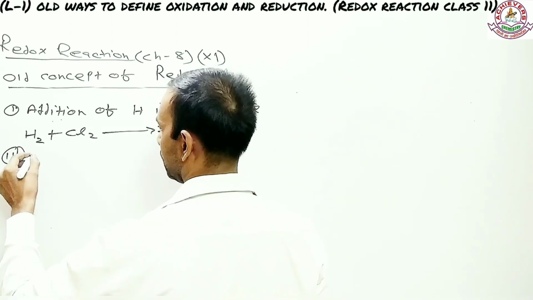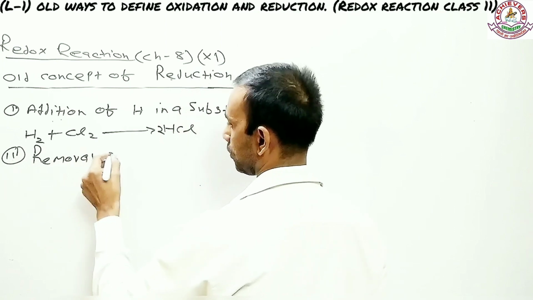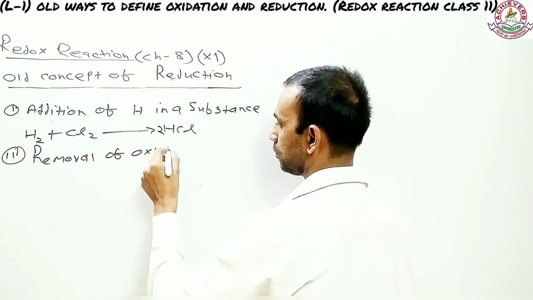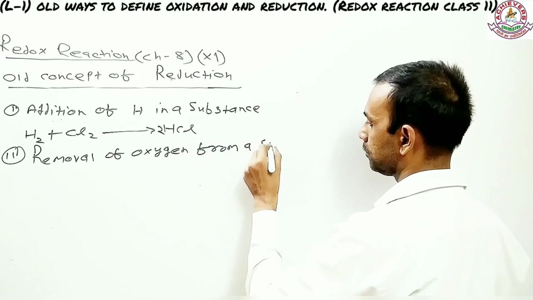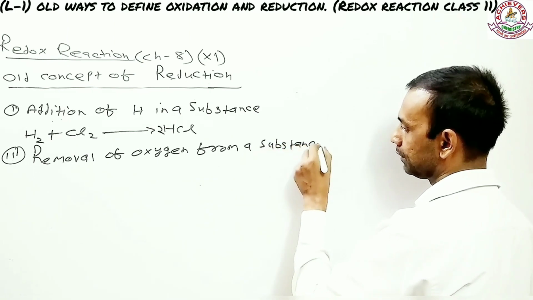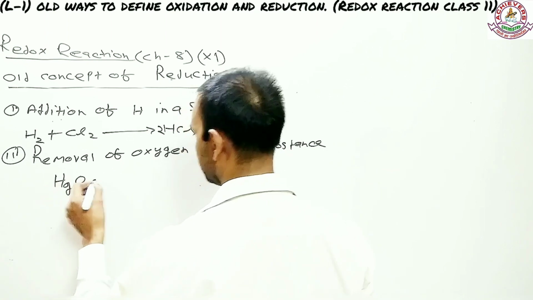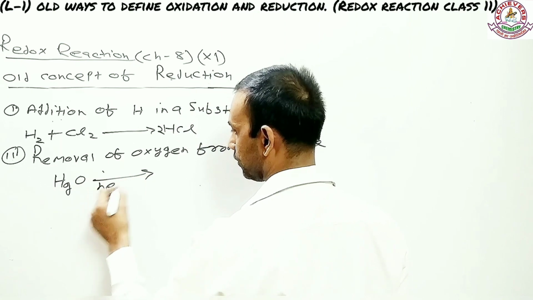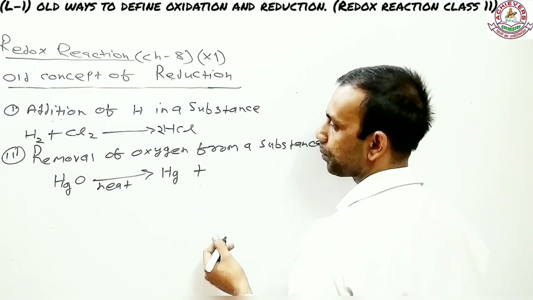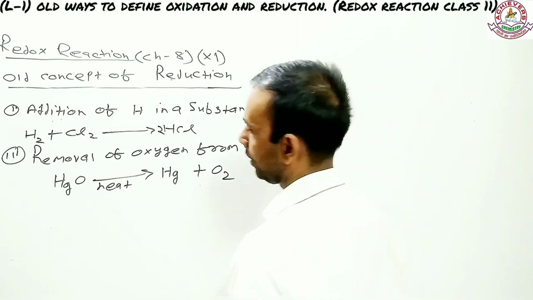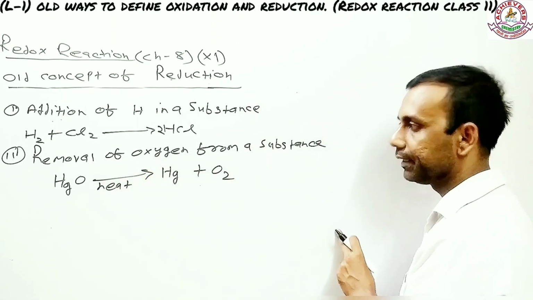Talk about the removal of oxygen from a substance. This is also an example. Let's suppose you heat mercuric oxide, what happens? Mercury separates and oxygen is released out. I'm not doing the balancing part because you can do that. So removal of oxygen is also an example of reduction reaction.